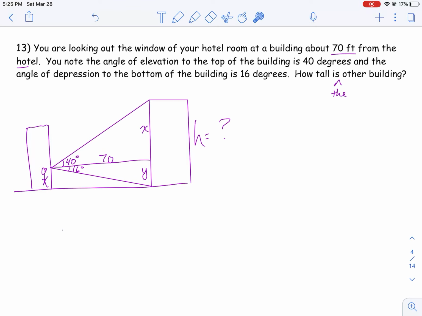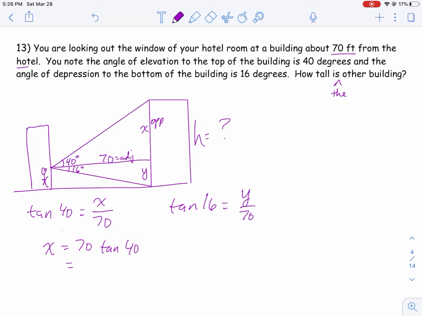We have this side and this side. This is the hypotenuse. This is opposite and adjacent. So if this is opposite and adjacent, hopefully you're thinking tangent of 40 degrees equals opposite x over 70. Tangent of 16 degrees equals y over 70. See, again, this is opposite, this is adjacent for this triangle. And then we can cross multiply and divide and solve here and get x equals 70 tan 40 and y equals 70 tan 16.